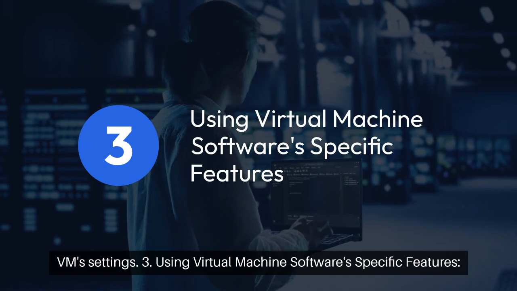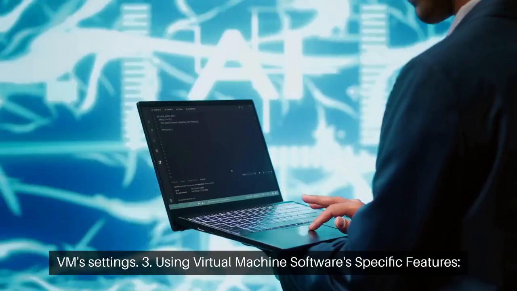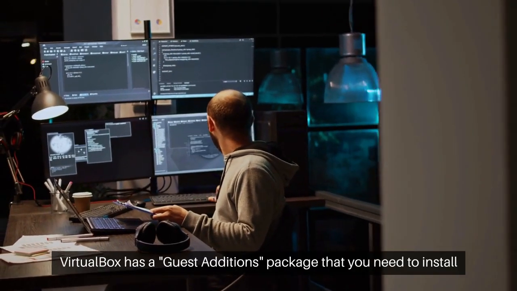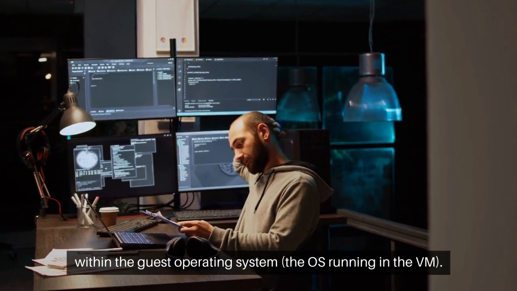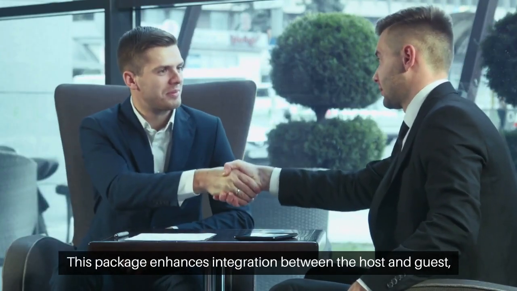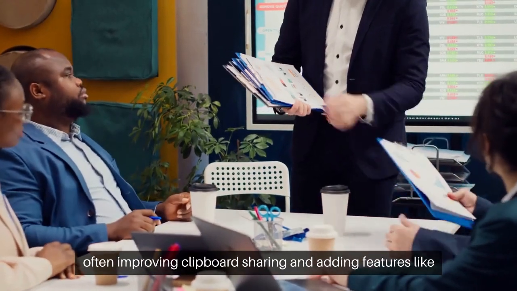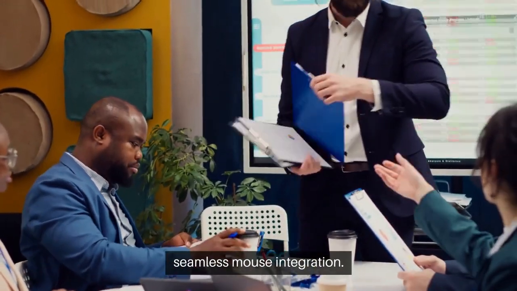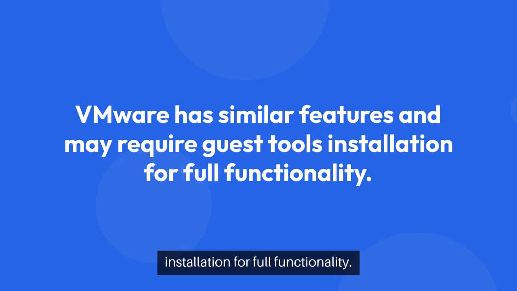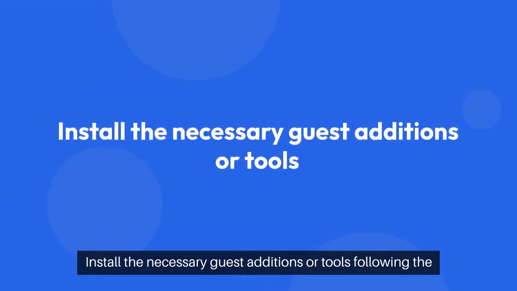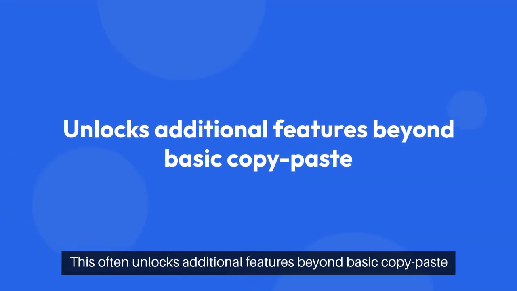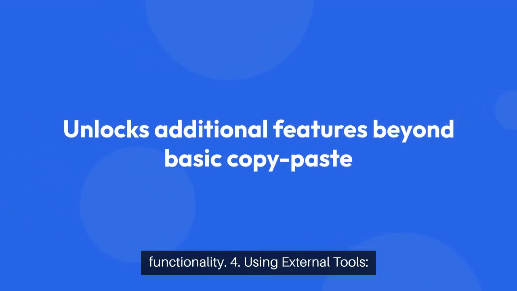3. Using virtual machine software's specific features. Some virtualization software offers more advanced features. For instance, VirtualBox has a Guest Additions package that you need to install within the guest operating system, the OS running in the VM. This package enhances integration between the host and guest, often improving clipboard sharing and adding features like seamless mouse integration. VMware also has similar features and may require guest tools installation for full functionality. Install the necessary guest additions or tools following the instructions provided by your virtualization software. This often unlocks additional features beyond basic copy-paste functionality.